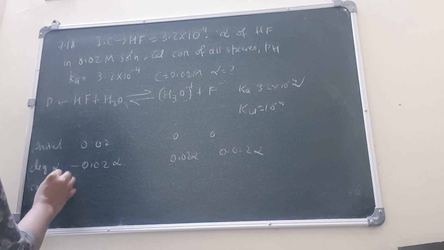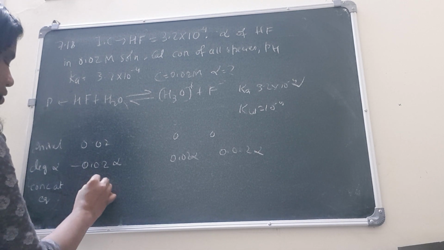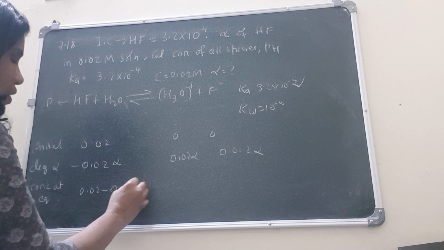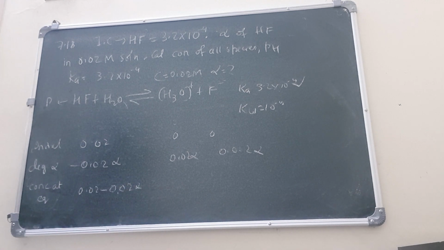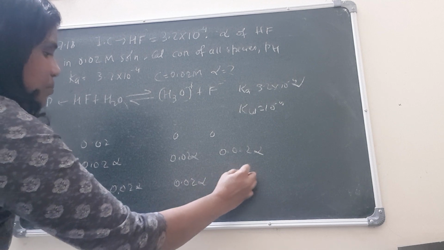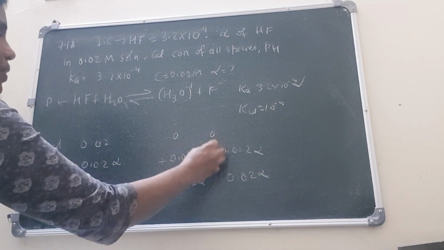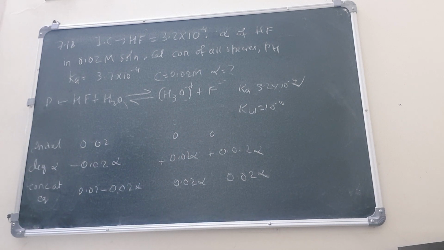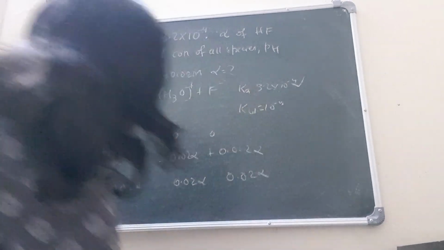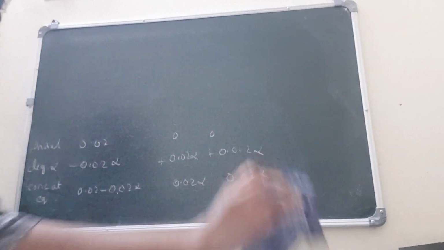Concentration at equilibrium, what will that be? 0.02 minus 0.02 alpha. This is the concentration. This is 0.02 alpha, 0.02 alpha. Like I told you, this is going to be plus because initially it is 0. So this you are familiar with. Instead of C, it is 0.02 here. Now what do we do? The same process, nothing new. They have unnecessarily given you all the steps, but we already know how to do it.